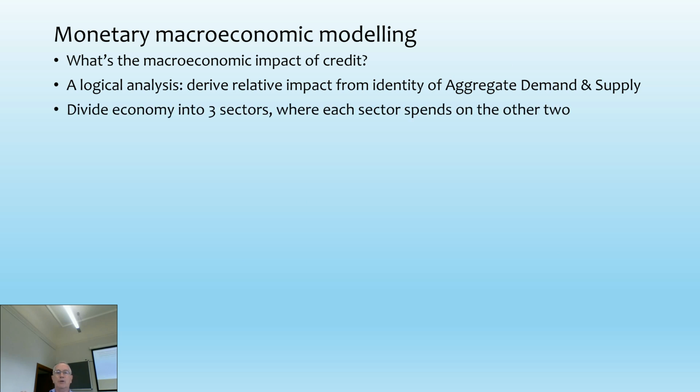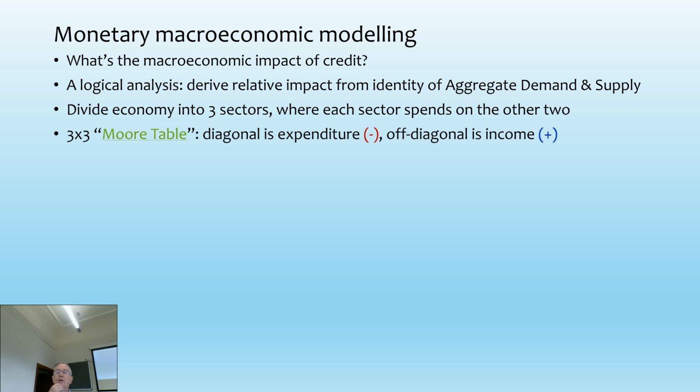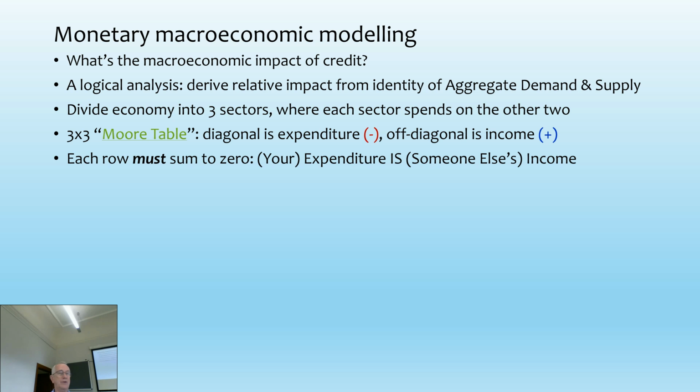So here's a logical analysis using effectively sectoral balances. Divide the economy into three sectors, and each sector, of course, is spending on the other two. Show this in a table where on the horizontal you've got expenditure, on the vertical you have income. Therefore, on the diagonal, you've got the expenditure by one sector, money coming out of its account, going into the other two. So you have a negative on the diagonal, and the negative on the diagonal is equal to the sum of the positives on the off diagonal for each row. So each row has to sum to zero.